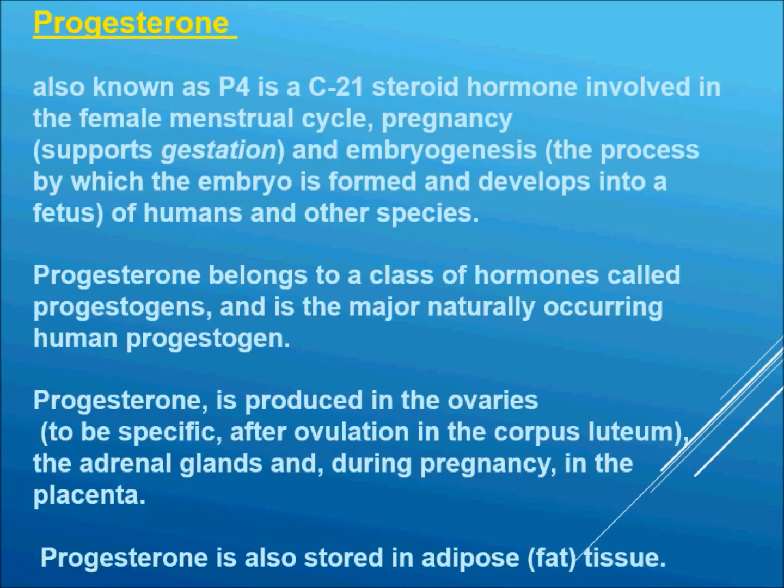Progesterone is also known as P4. It is a C21 steroid hormone which is involved in the female menstrual cycle and it supports pregnancy. P for progesterone and P for pregnancy. This way you can memorize it. And this progesterone hormone helps in embryogenesis.